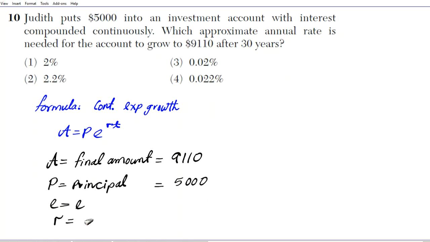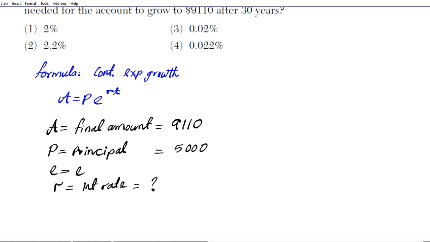R is the rate, interest rate. The interest rate is equal to what? What is the interest rate? That's what we're looking for, okay? So that's the unknown. And then lastly, time. T represents time, and the time constraint is 30 years. Alright, so we know 1, 2, 3, we need to find R.